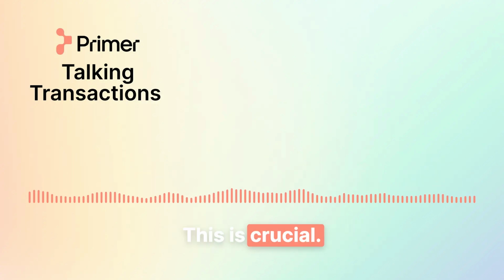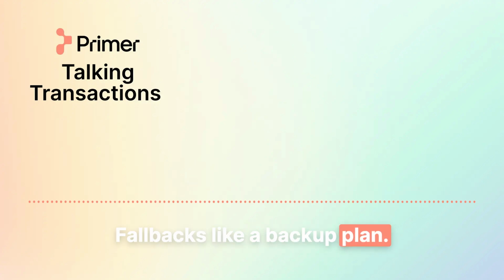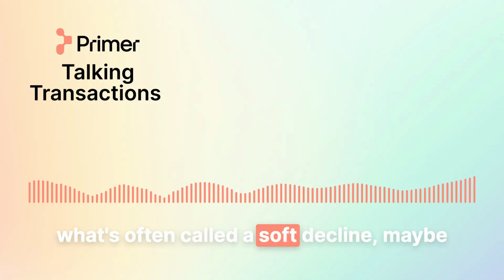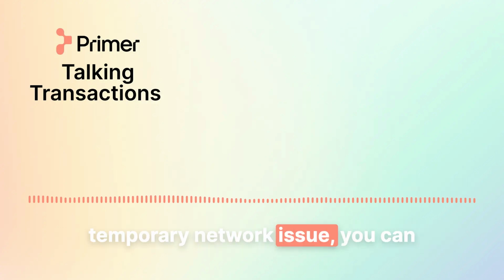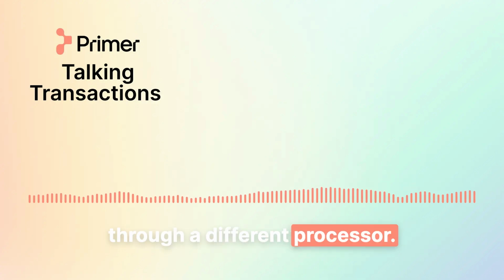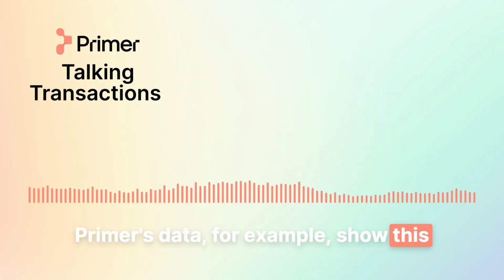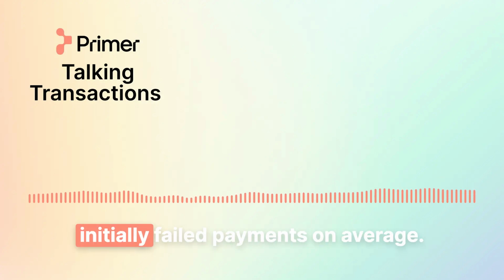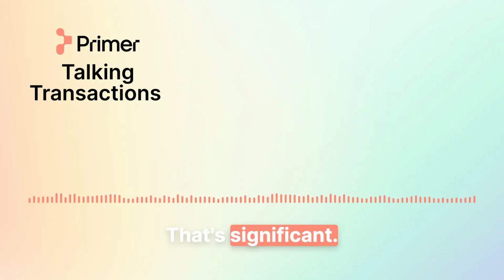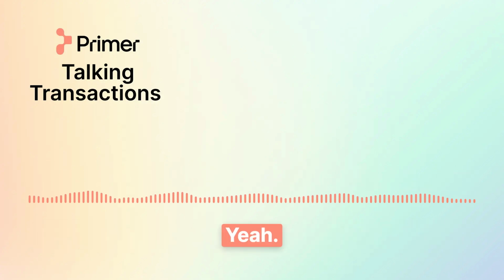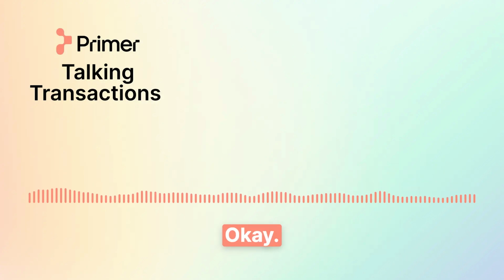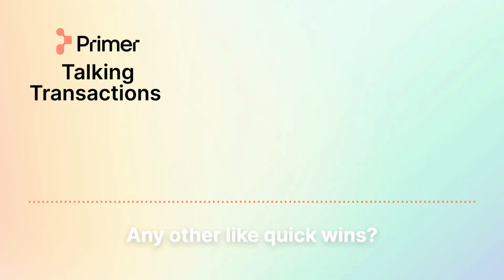Utilizing fallbacks. This is crucial. Fallbacks, like a backup plan. Exactly. If a payment fails for a temporary reason, what's often called a soft decline, maybe a temporary network issue, you can set things up to automatically retry it. Maybe instantly, maybe through a different processor. Primer's data, for example, show this kind of fallback can recover 20% of initially failed payments on average. Wow, 20% recovery just by automatically retrying. That's significant. It really is. It's like an automatic safety net. But important note, this is mainly for those soft declines. Okay, multiprocessor, fallbacks, any other quick wins?